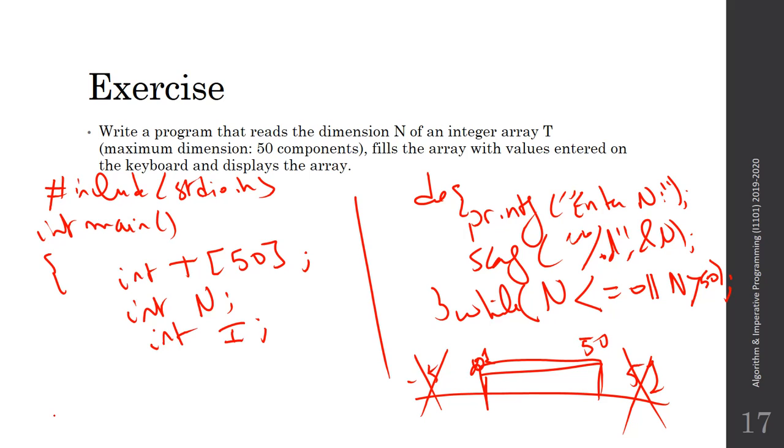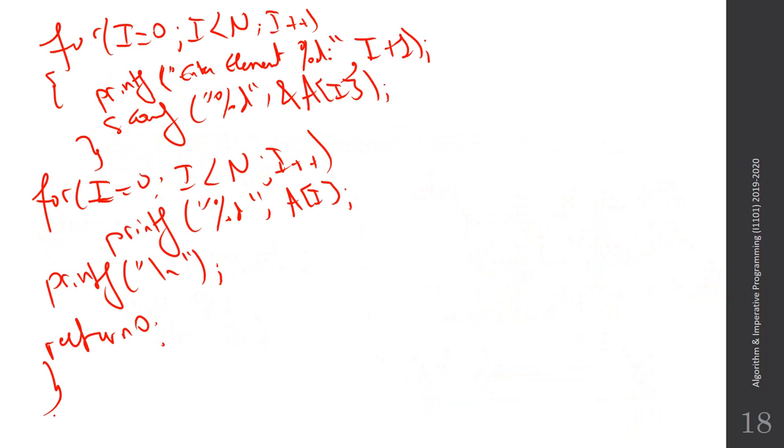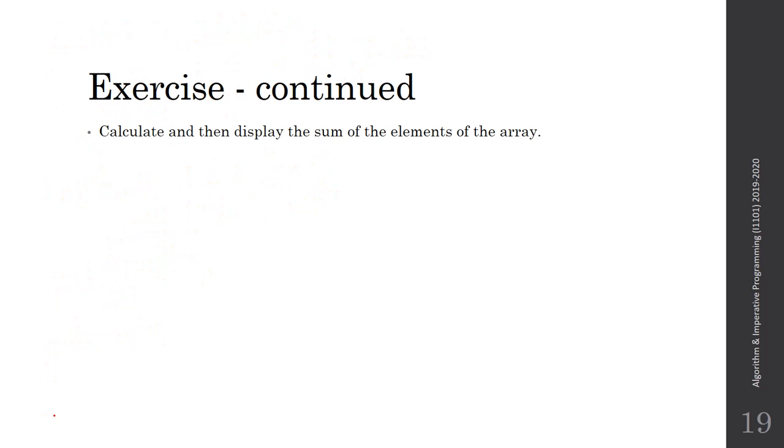So first the user should tell us how many numbers he wants to enter. This is the dimension, the effective dimension, which is equal to n. We need to read dimension n, which is between 1 and 50. Then we need a for loop to read the elements, and a second for loop to print the elements. Let's move to the second exercise, which is a continuation of the first.